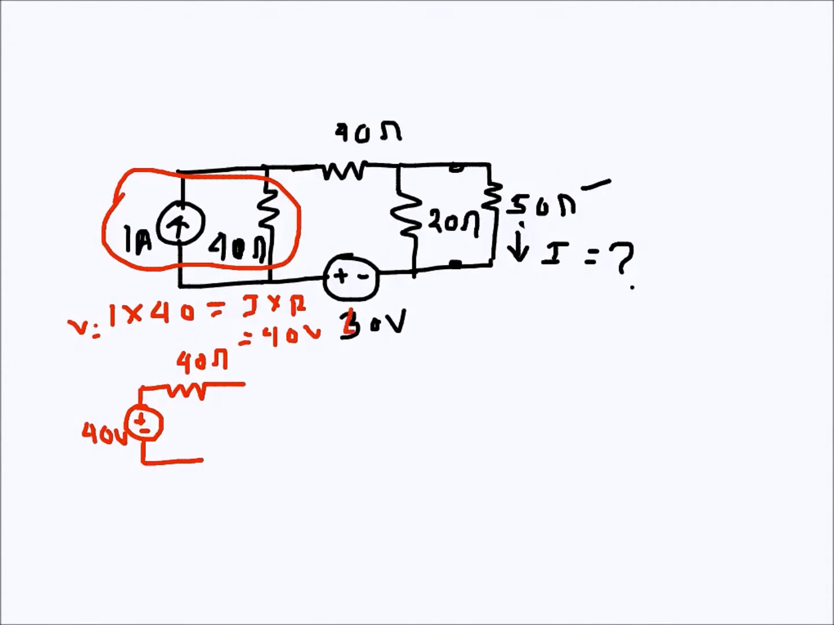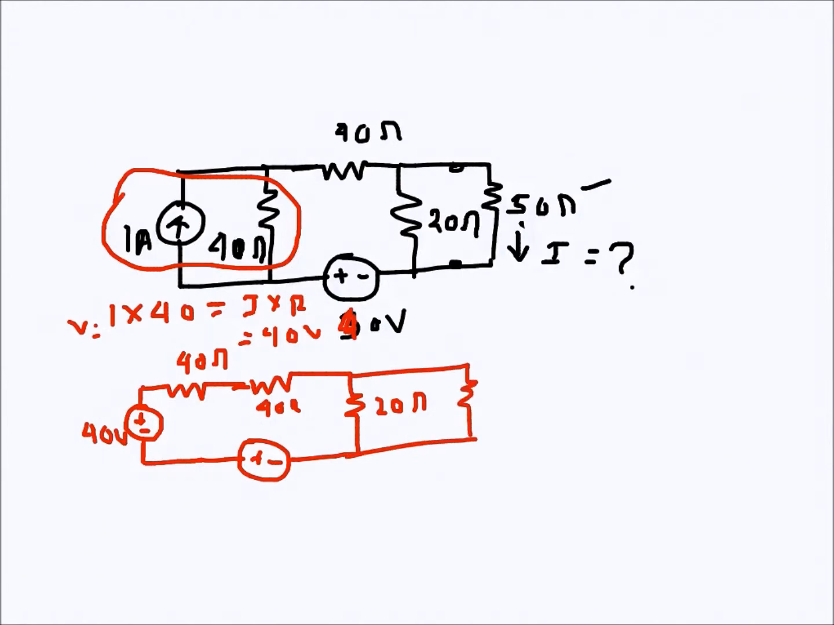This voltage source is also 40. So this one is 40 here in the question. This is also 40. So this is 40. That's 40, and this one is 40. So 20 ohms, and this is the resistance, that's the current I need to find out. So this is 40 again.